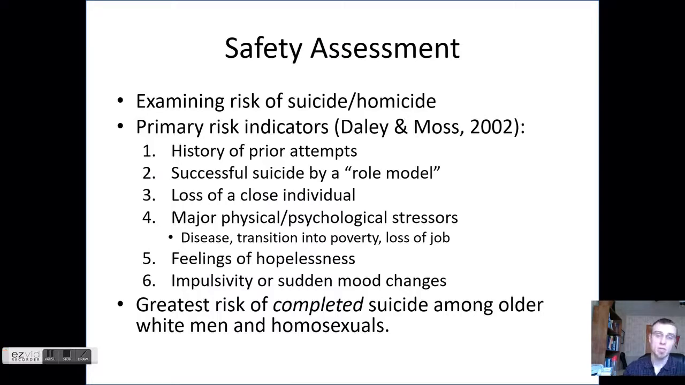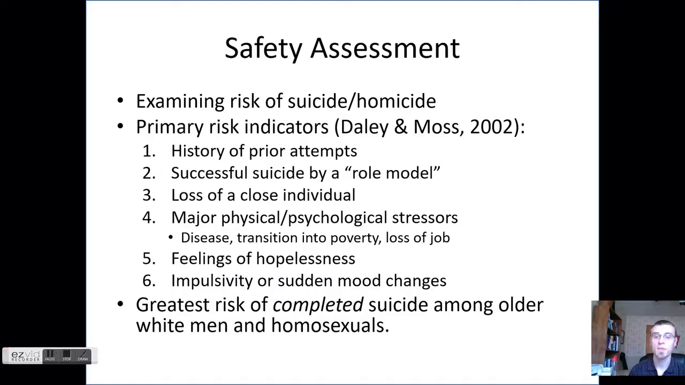Things like history of prior attempts. It's one of the greatest predictors of possibly engaging in further attempts. Suicide by a role model or someone close to the individual could also be a predictor. Loss of a close individual in that person's life, major physical or psychological stressors. If they're just diagnosed with a terminal disease, that type of shock may also be a possible risk factor for suicidal thoughts. Feelings of hopelessness, impulsivity, or sudden mood changes. These are all characteristic features or historical things that may increase somebody's likelihood of having suicidal or homicidal thoughts.